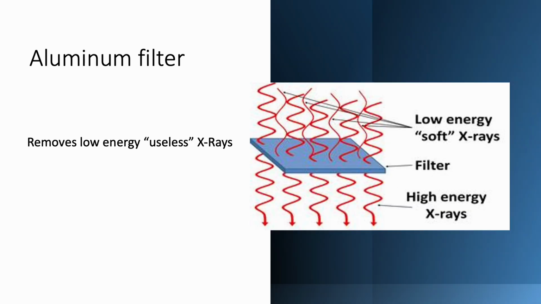The aluminum filter removes low energy or useless x-rays before they leave the tube. So this aluminum filter is inside that x-ray tube head, and it removes the low energy or useless x-rays.